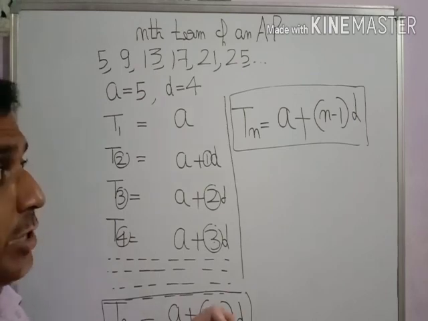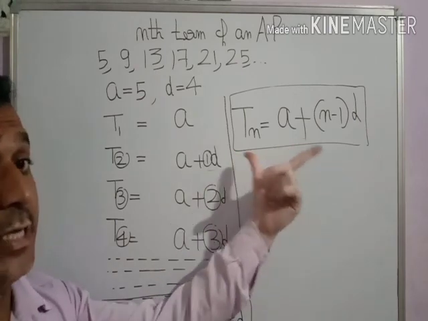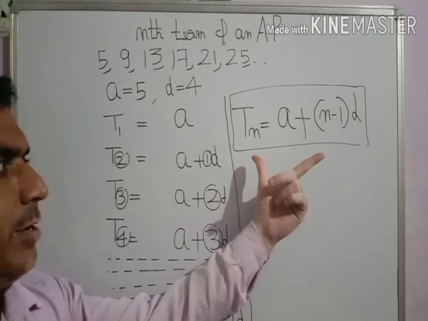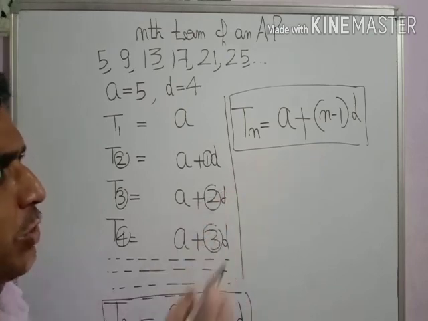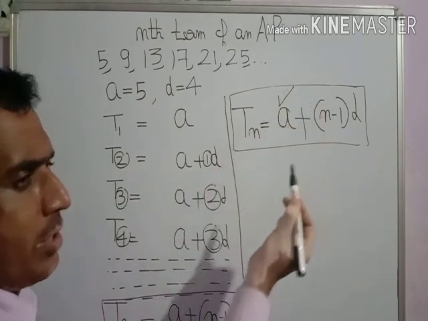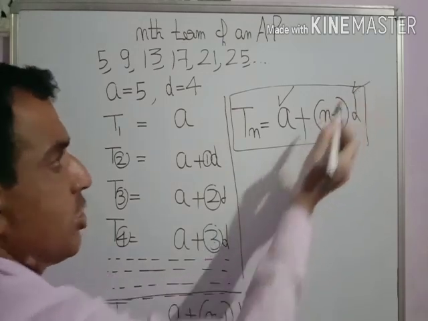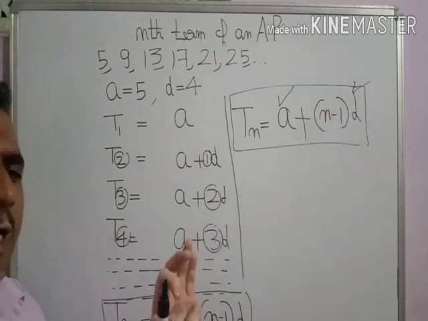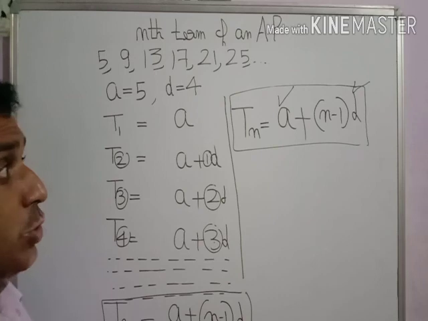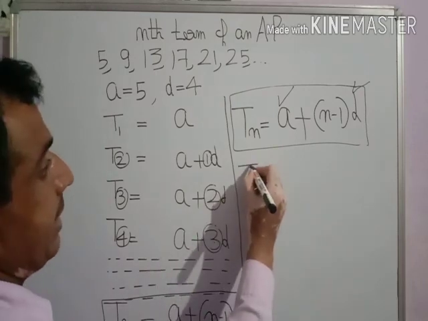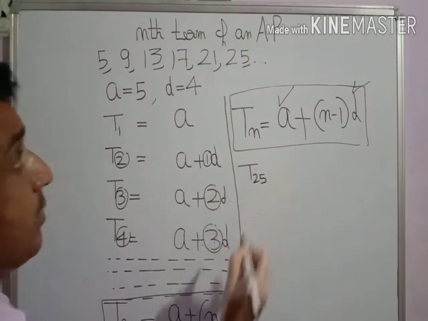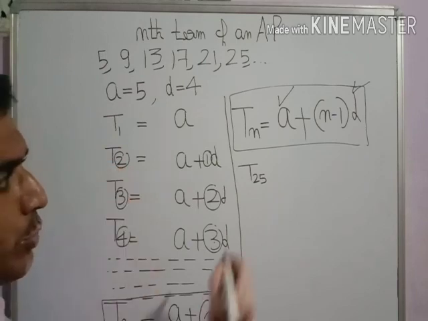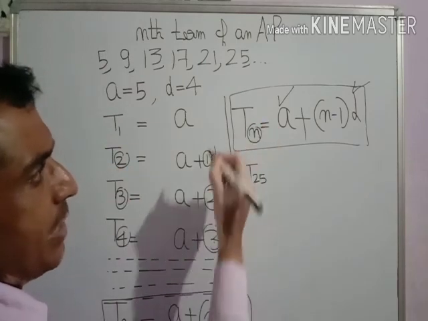And here your question is, sir, what is the use of this nth term of an AP? Then I say that if A is given to you or the common difference is with you, you can find out any required term of the AP. Suppose you want to find out T25 of this AP, what to do? Just replace n with 25.